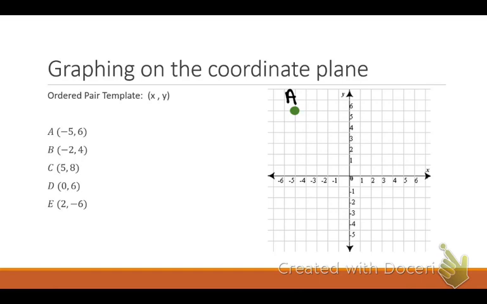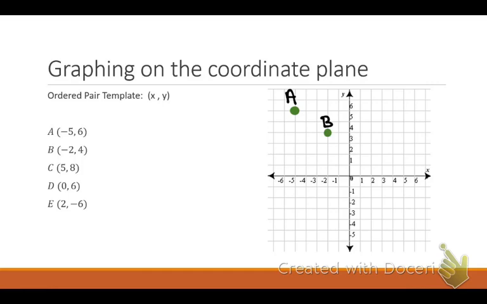All right, so now point B, -2, 4. So for point B, I need to go, what do I go, left 2 or right 2? Left 2. So my x value is -2, so I go left 2, and then I go up 4, and I plot my point, and that's point B. All right? So my ordered pair is kind of like my directions. It's telling me where I need to plot the point on the coordinate plane.